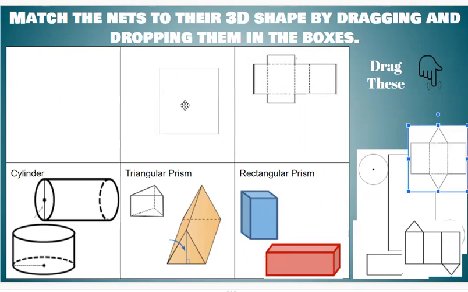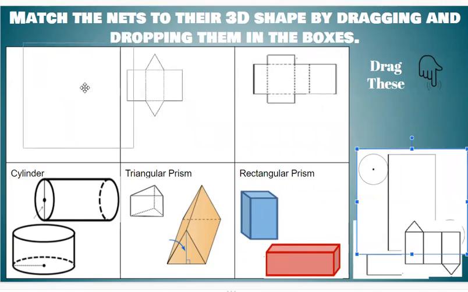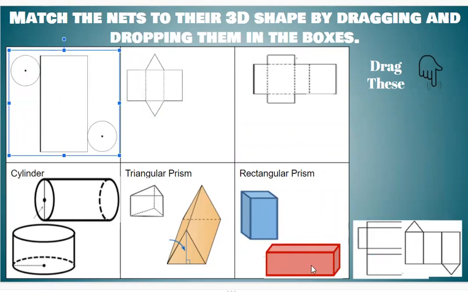Then I look at this one right here and I notice that it has two triangles. So therefore it is a triangular prism. And finally, I see over here that there is a circle. So this one is probably the cylinder. There are more for you to separate as you go along.